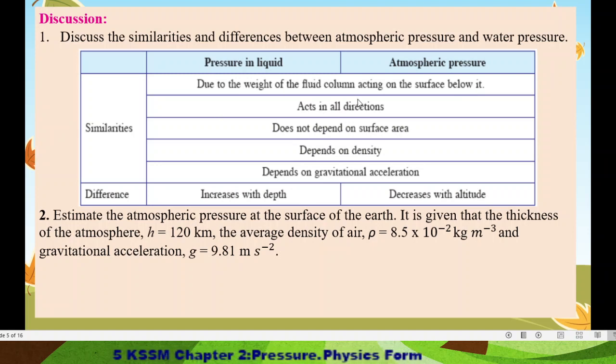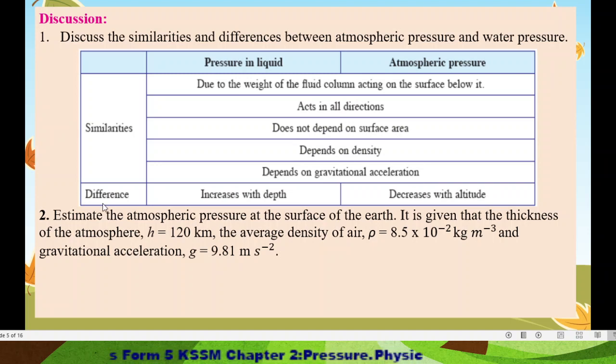Okay, both of the pressures act in all directions. Both of the pressures do not depend on surface area. Both of the pressures depend on density. Both of the pressures depend on gravitational acceleration.